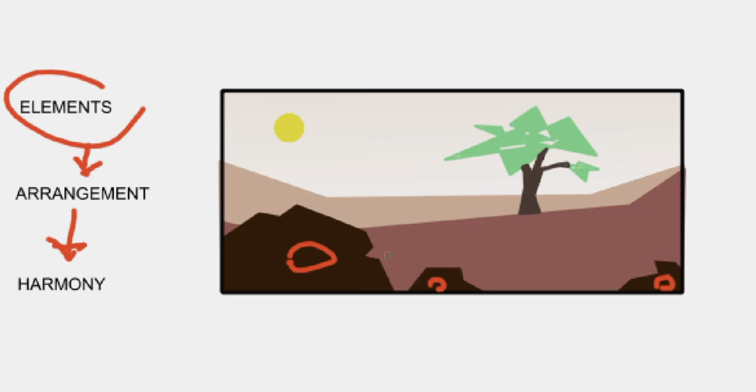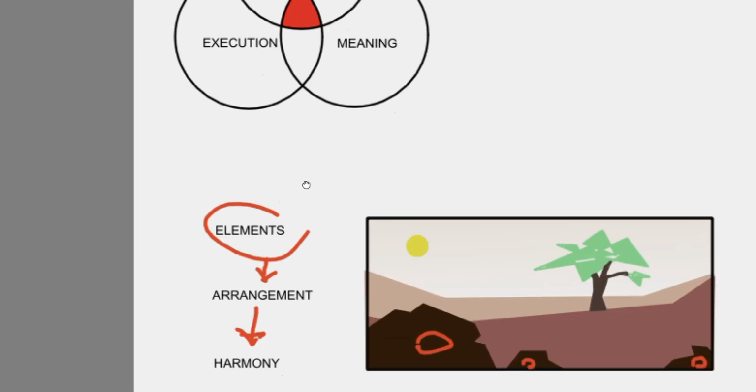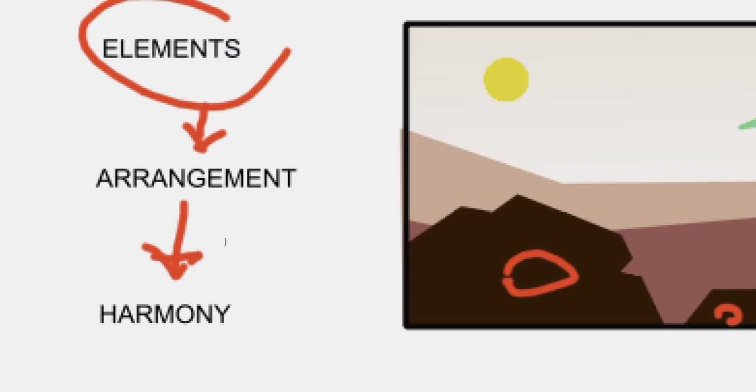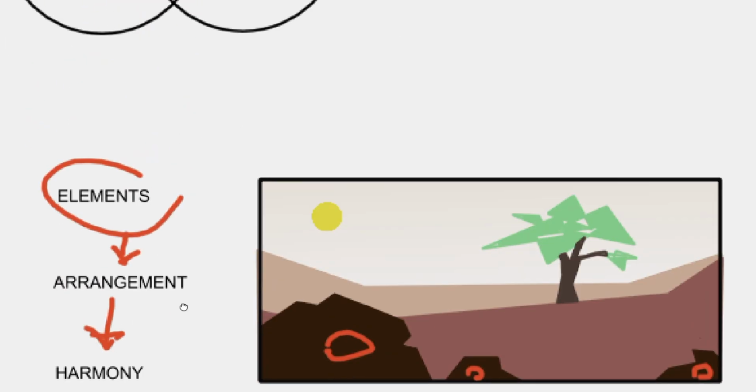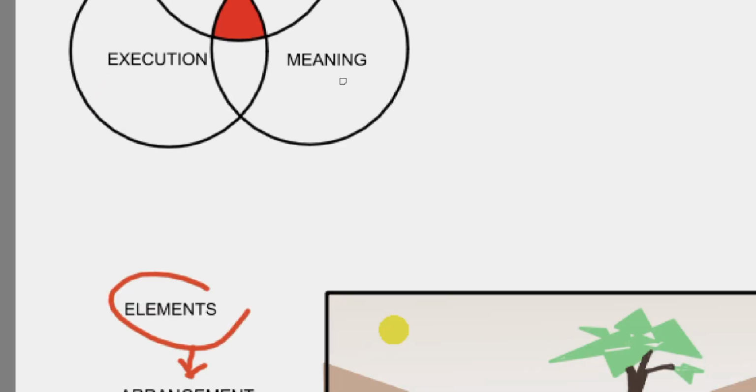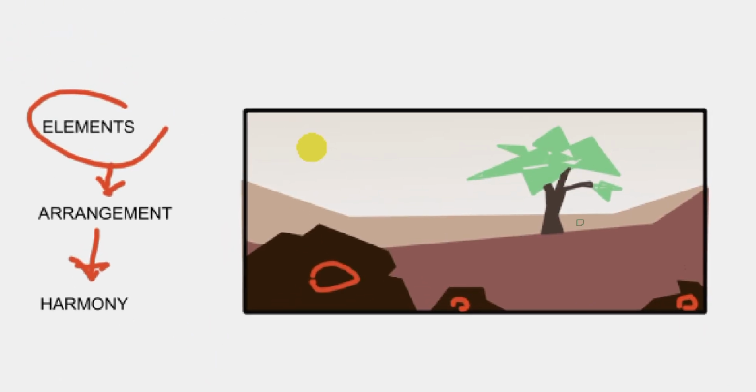I'm just explaining the components of execution. So after that, our arrangement produces harmony, and harmony conveys meaning to the recipient. So the harmony here, of course, the harmony between all of the elements conveys the meaning of loneliness.